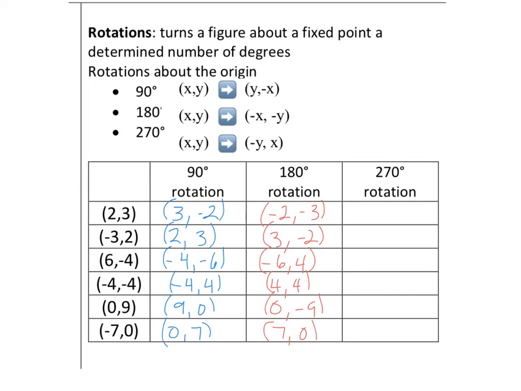270, you're going to flip them and take the opposite of the first. So 2, 3 flipped would be 3, 2. Opposite of the first would give you negative 3, 2. Negative 3, 2 flipped is 2, negative 3. Opposite of the first would be negative 2, negative 3. 6, 4 flipped is negative 4, 6. Opposite of the first is positive 4, 6. Negative 4 flipped is negative 4, negative 4. Opposite of the first would be 4, negative 4. 0, 9 flipped is 9, 0. Opposite of the first would be negative 9, 0. And negative 7, 0 flipped would be 0, negative 7. Opposite of the first is still 0, negative 7. All right, guys, that does it for the homework.